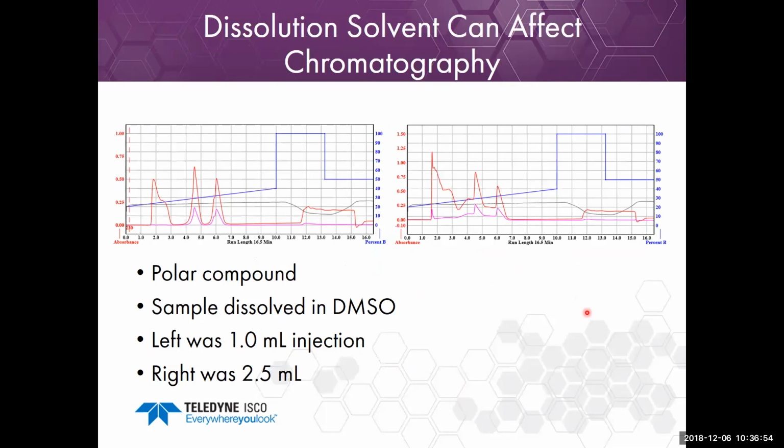This happens on your Prep-LC system as well. I have polar compounds, resorcinol and catechol, dissolved in DMSO. This was a 1 mL injection, and it looks very nice and it's quite usable. We have another injection at 2.5 mL, and we can see that now I lost the resolution. I can still see my peaks, but now I don't have baseline resolution anymore. And some of the peaks are eluting with the DMSO.